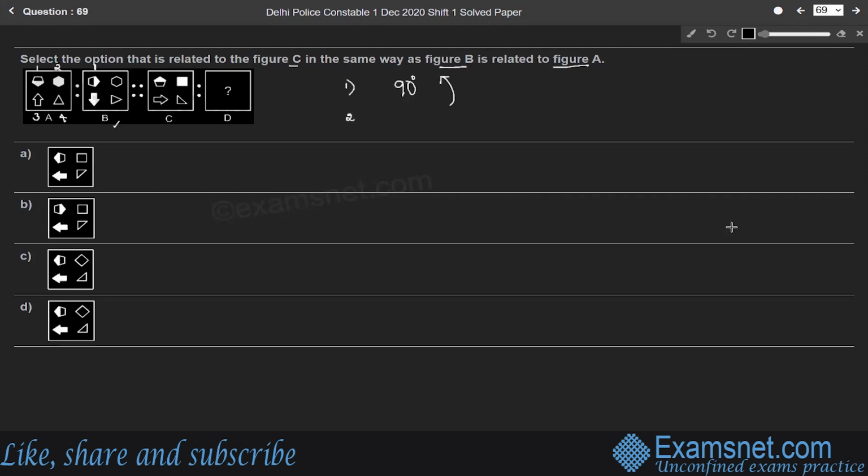Understood? The second image is a hexagon, which is shaded, whereas in figure B the second image is not shaded and its position is as it is. There is no rotation at all, right? So it is non-shaded in figure B. Image 3 is an arrow mark facing upwards, whereas in figure B this arrow mark is facing downwards, and it is shaded.